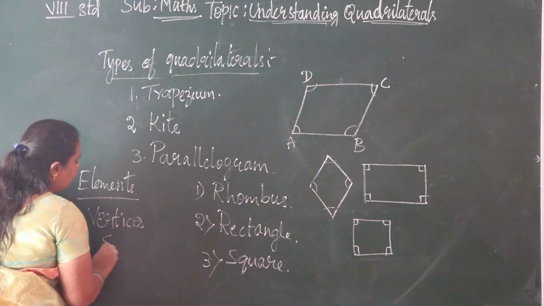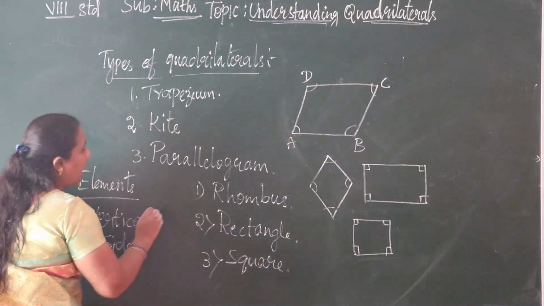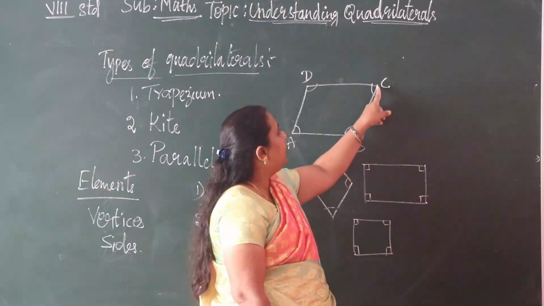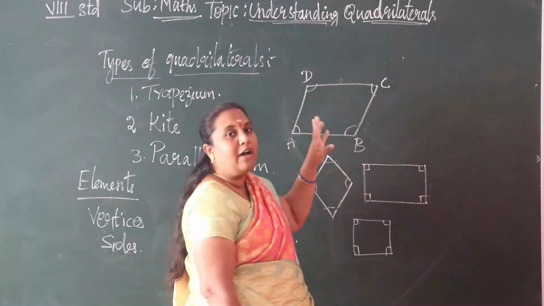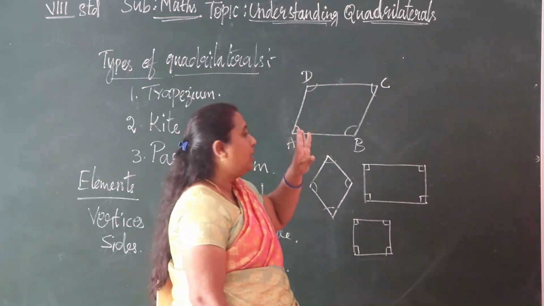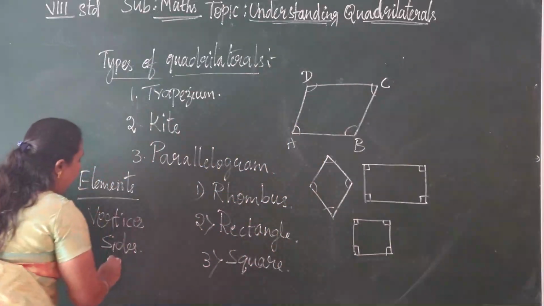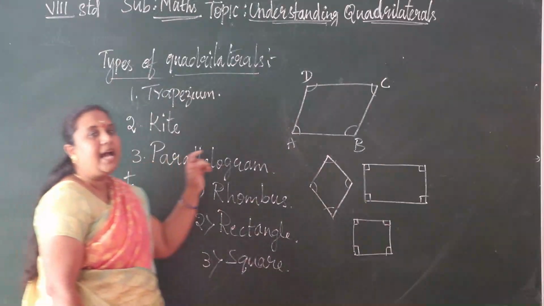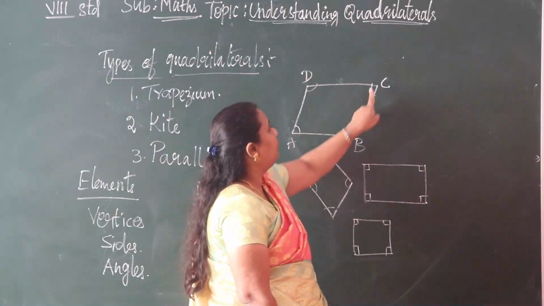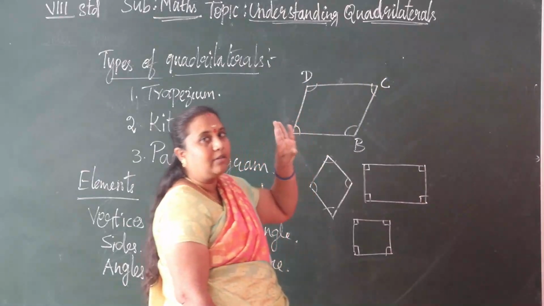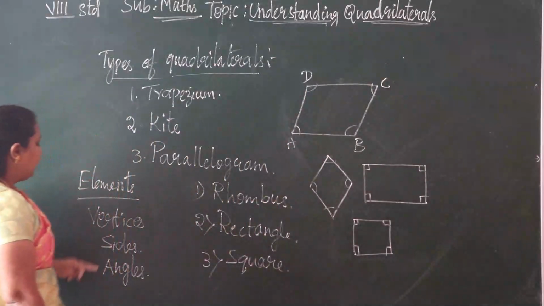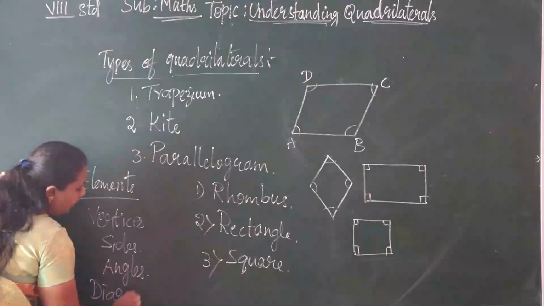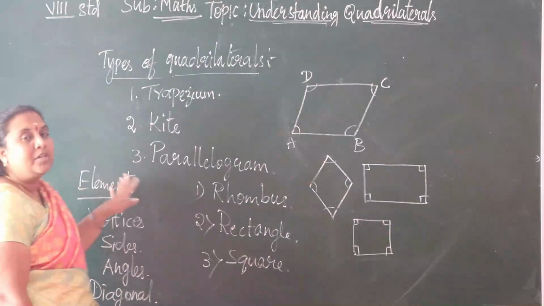And then we have sides. How many sides? AB is one side, BC, CD and DA. We have 4 sides in a parallelogram. And then we have angles. How many angles? 1, 2, 3 and 4 angles. So we have 4 angles. And then we have diagonals. These are the elements of the parallelogram.